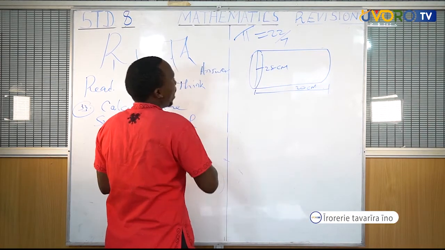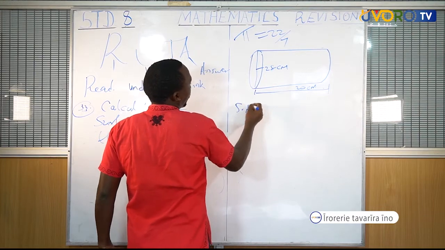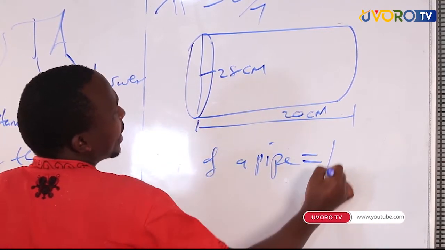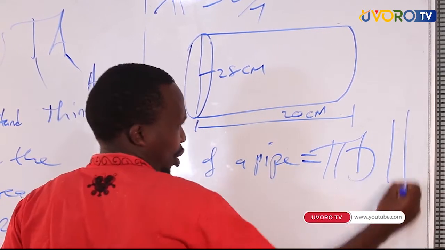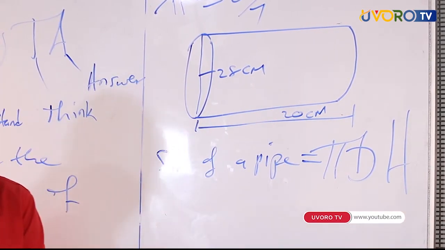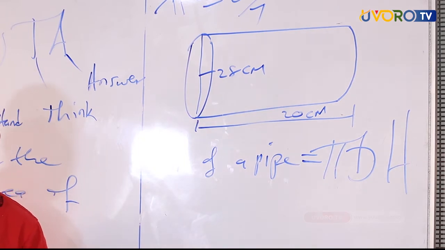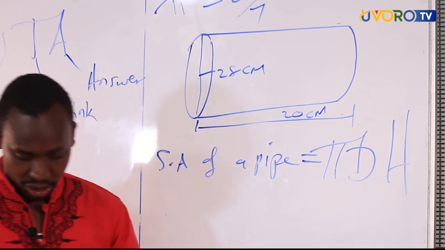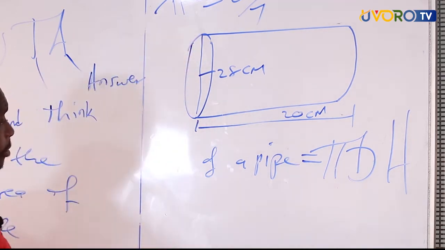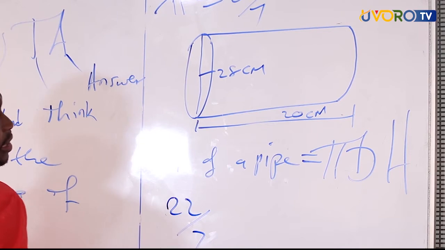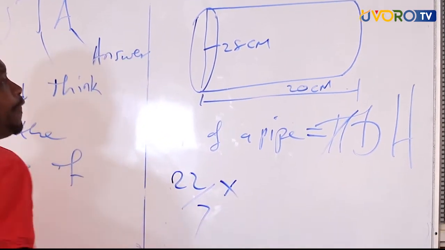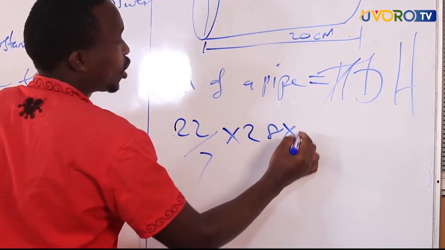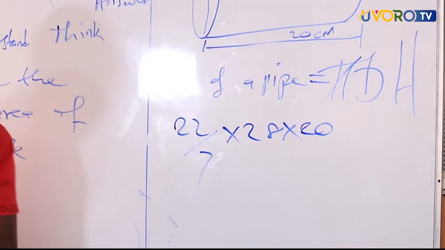The surface area of a pipe formula is always pi dh. Pi dh, surface area of a pipe. Now, we are told to take pi to be 22/7. That is pi. D for diameter, it is 28. Height, it is 20. Imagine, the sum is so simple.